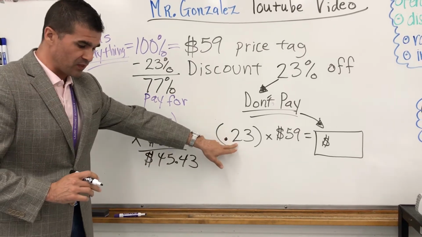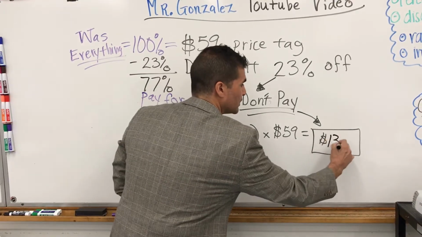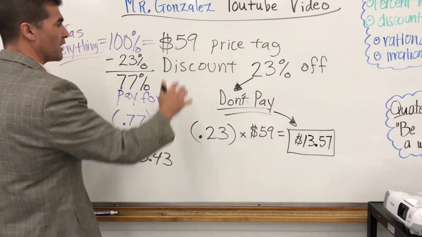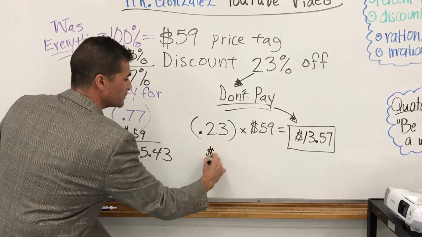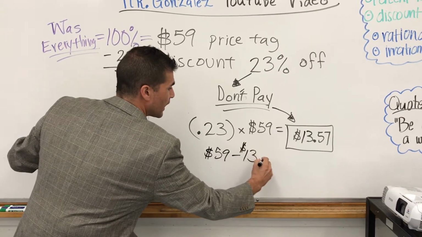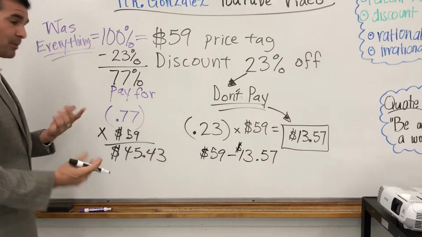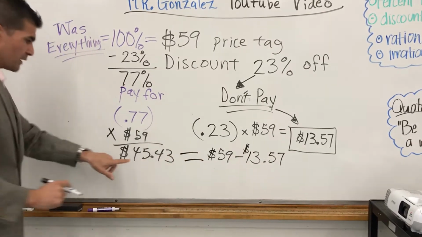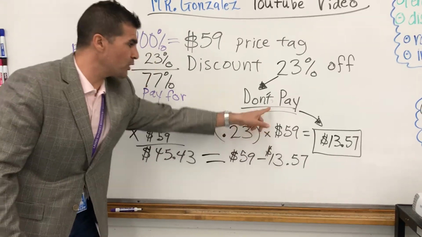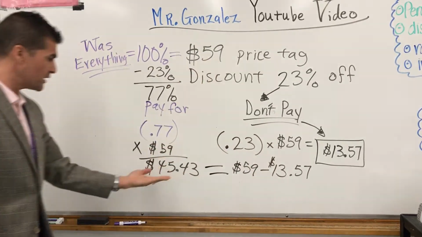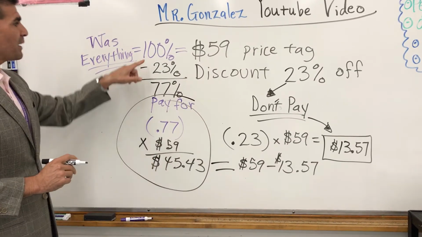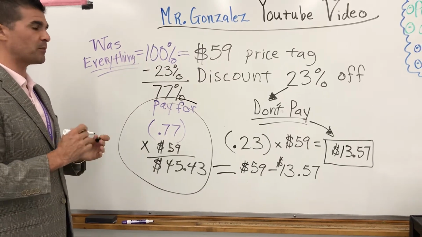If you multiply the 23% by $59, this is going to give you $13.57. Now you have to go back and say, okay, my $59, I have to take away $13.57. But here's the thing, guys, you're going to get back $45.43. When you take away what you don't pay from the $59, you could have done this right away, and you could have calculated what you pay by taking the percent away from 100% at the beginning.